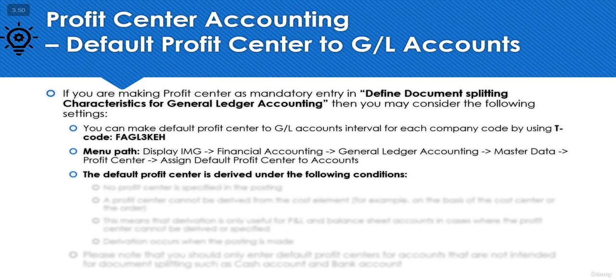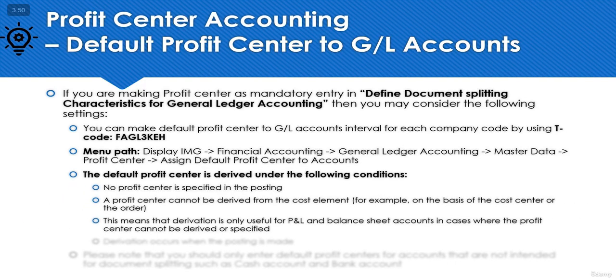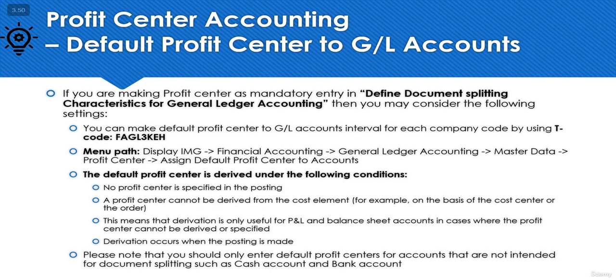The default profit center is derived under the following conditions. No profit center is specified in the posting. A profit center cannot be derived from the cost element, for example, on the basis of the cost center or the order. This means that derivation is only useful for profit and loss and balance sheet accounts in cases where the profit center cannot be derived or specified. Derivation occurs when the posting is made. Please note that you should only enter default profit centers for accounts that are not intended for document splitting, such as cash account and bank account.